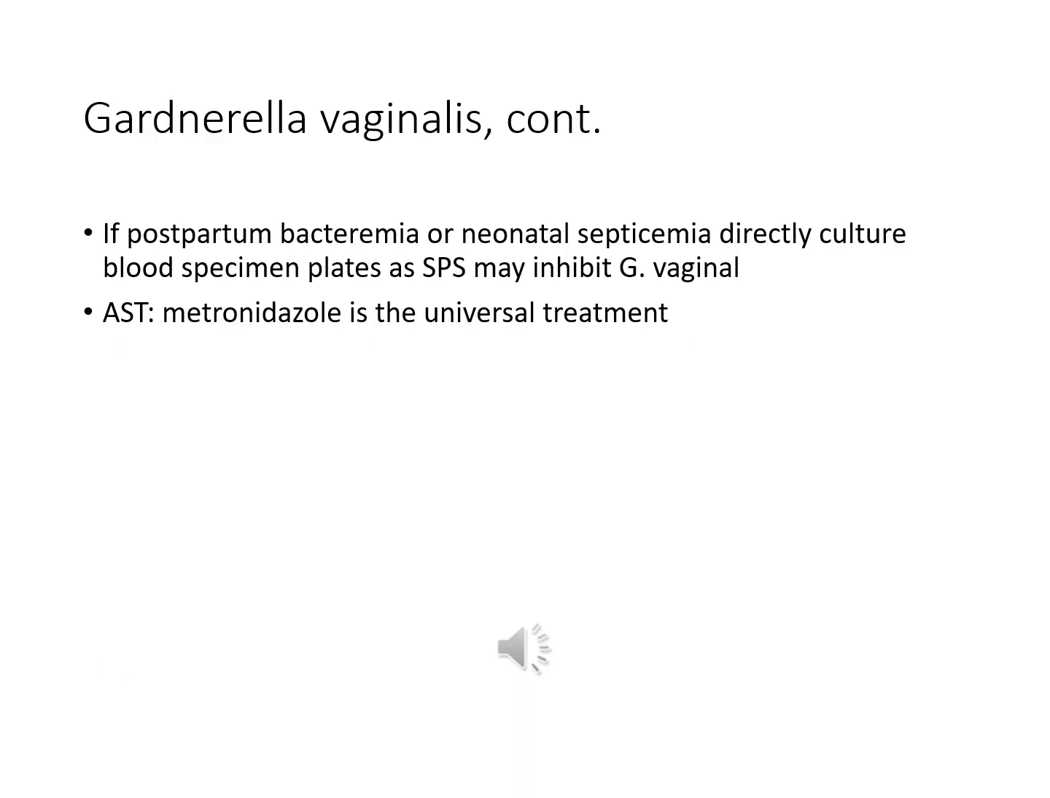However, Gardnerella vaginalis can be seen in other disease processes. So during postpartum, it can cause bacteremia or neonatal septicemia. So we would do a blood culture and plate it as soon as possible, especially if that specimen is drawn in a yellow top tube that has SPS, or the sodium polyanethol sulfonate, which can actually inhibit Gardnerella vaginalis. So if there's a clue that this may be your organism, you may want to draw directly into the blood culture tubes so it doesn't have that chance to be inhibited.